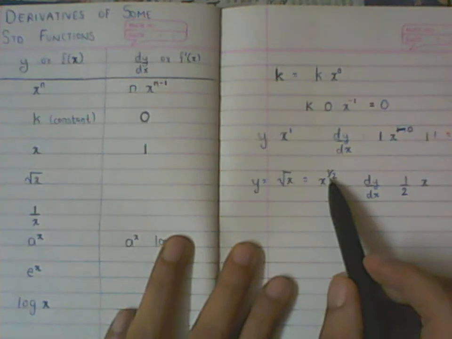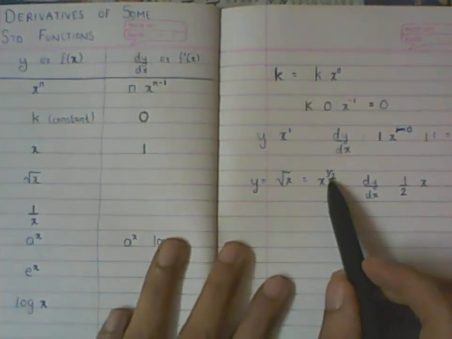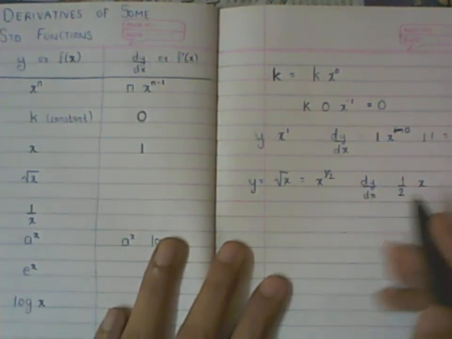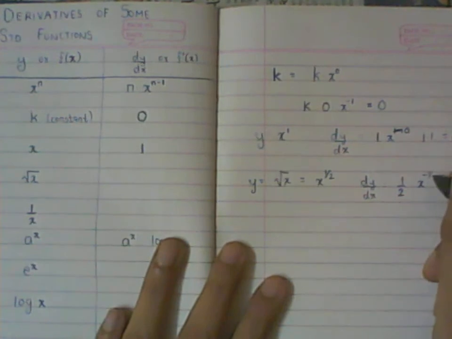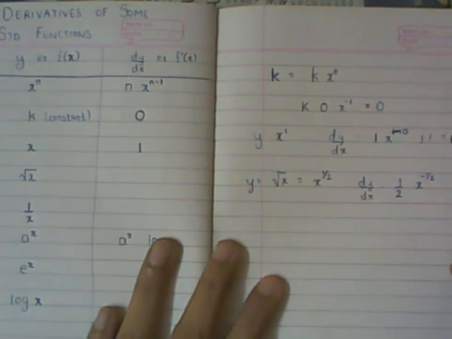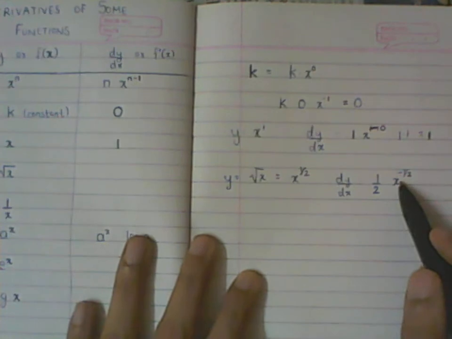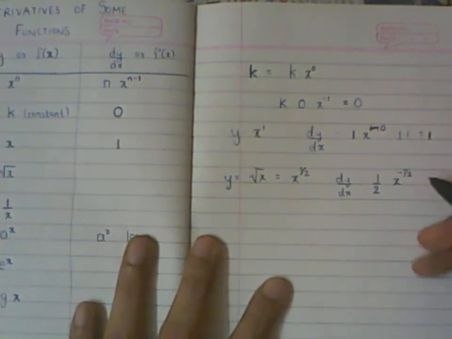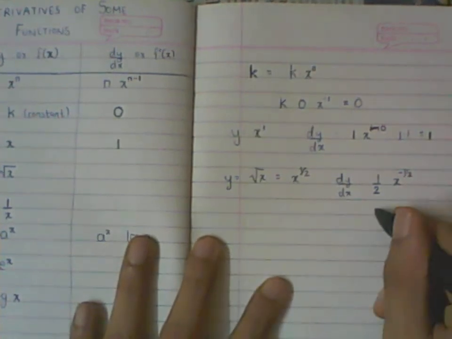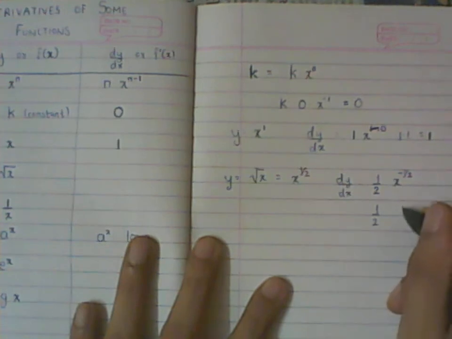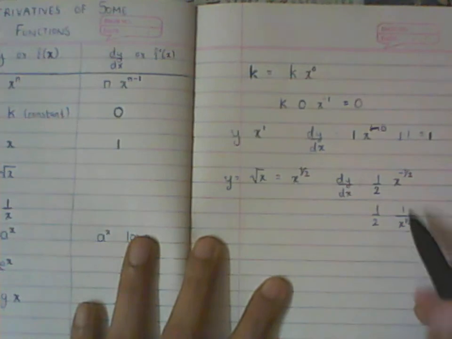The power is already half, so if I reduce it by 1, it becomes a negative half, right? And then we know what a negative power of negative half means. It actually means 1 by x to the half power, right? Because a negative exponent is as good as 1 by that expression raised to the positive exponent.